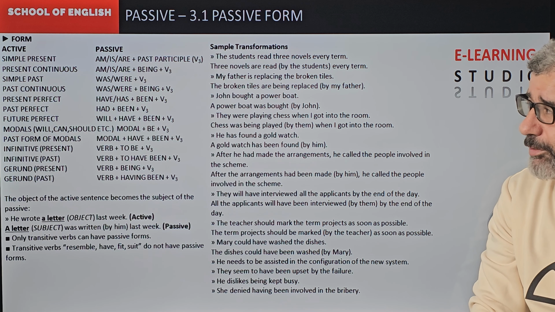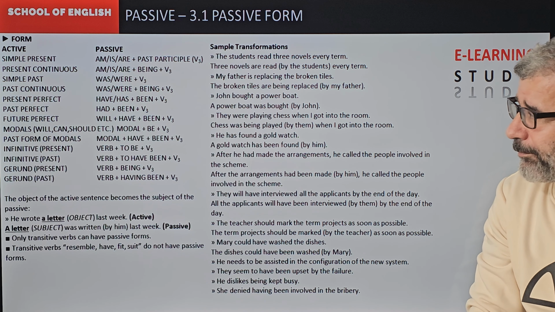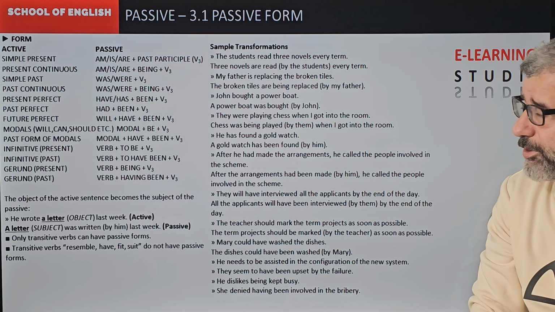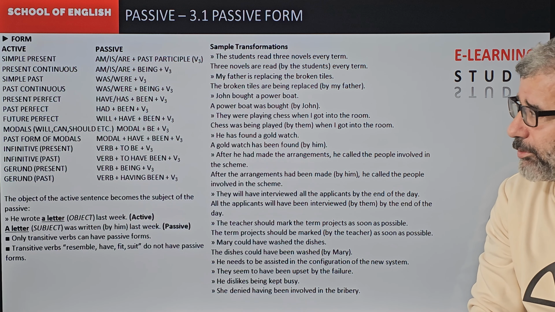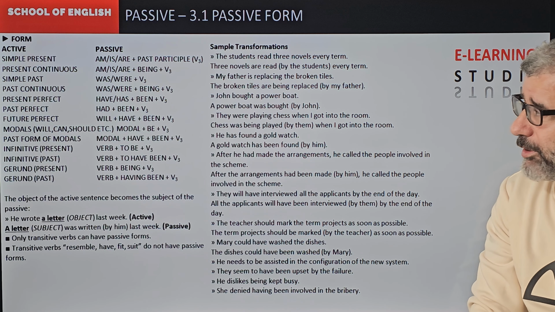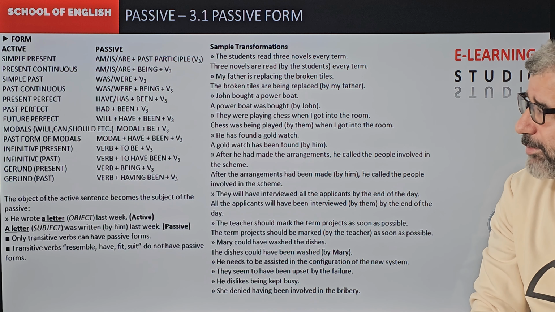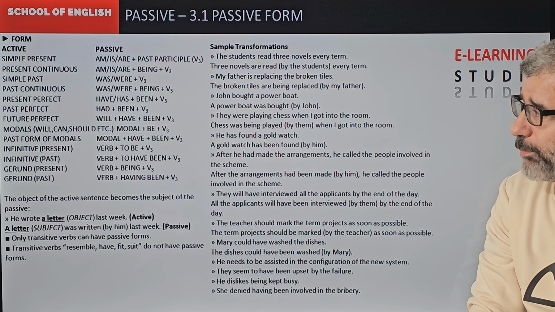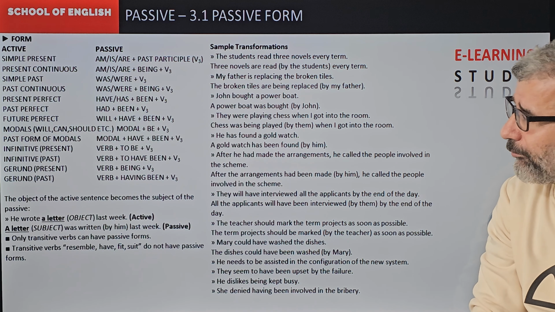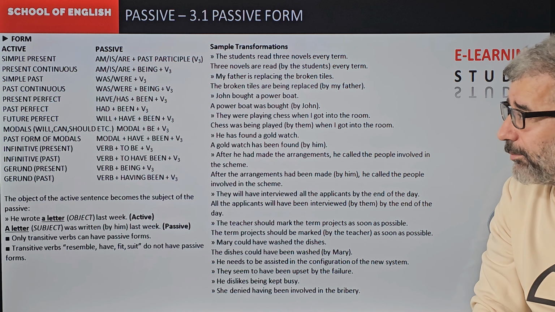An active statement with a simple present tense becomes a passive statement if you use is/am/are plus past participle, verb 3. How about present continuous tense? Its formation is is/am/are plus being plus past participle. Simple past tense becomes a passive statement when you use was/were plus past participle. Past continuous: was/were being plus past participle.